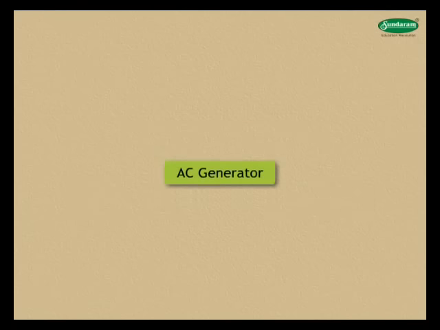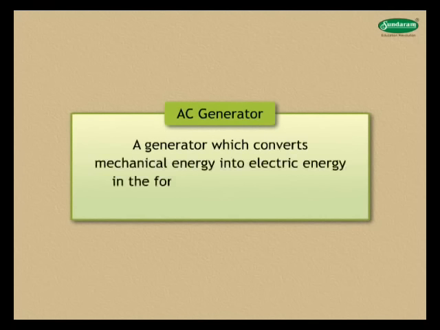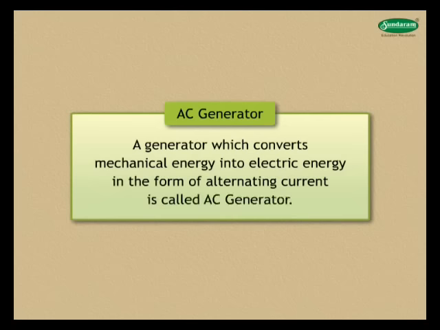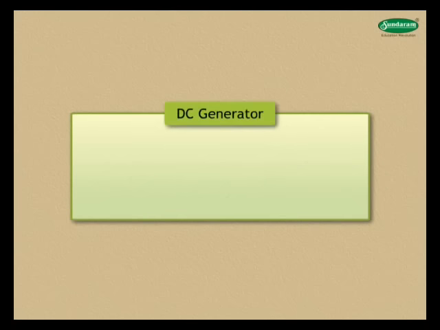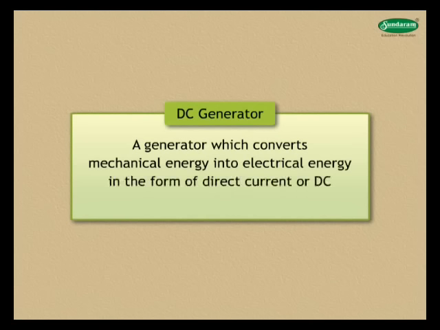AC generator: a generator which converts mechanical energy into electric energy in the form of alternating current is called an AC generator. DC generator: a generator which converts mechanical energy into electrical energy in the form of direct current, or DC, is called a DC generator.